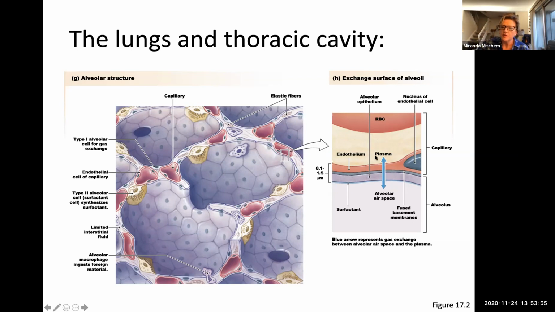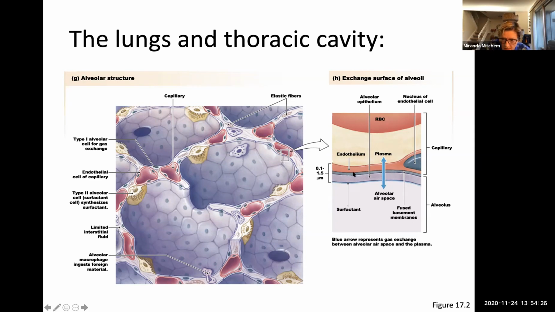All right, so now let's look at the sandwich of the layers involved if something were moving from the air sac to the bloodstream. So up top, we're looking at the blood vessel. We've got a red blood cell in there. We've got the endothelial layer of the blood vessel. And then of course, the fluid matrix, the plasma.